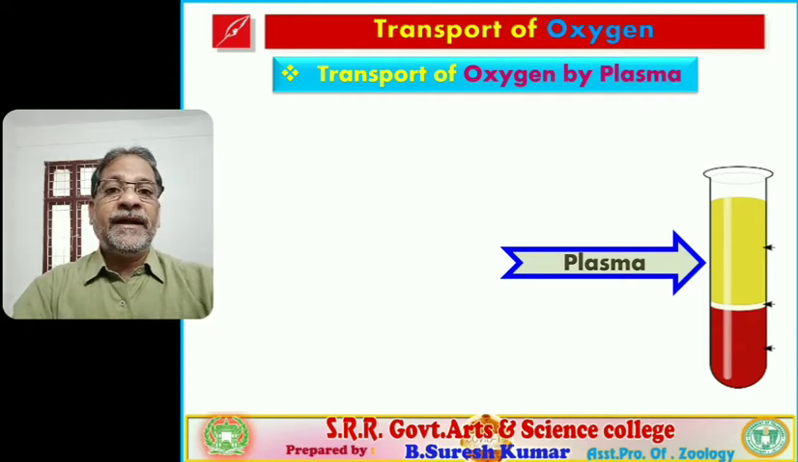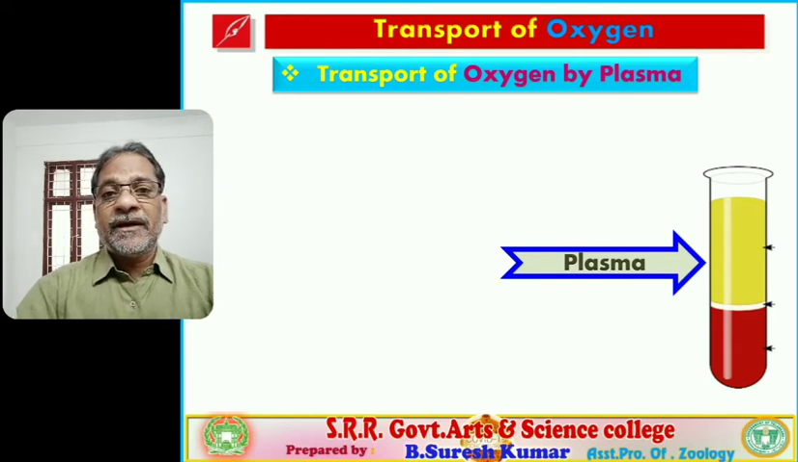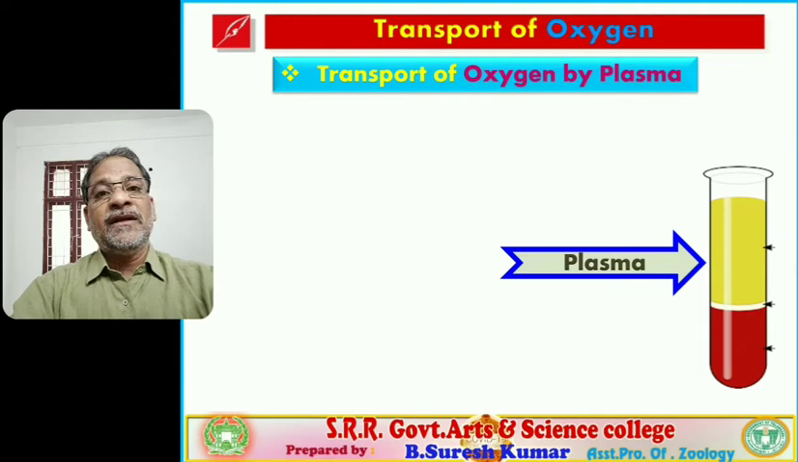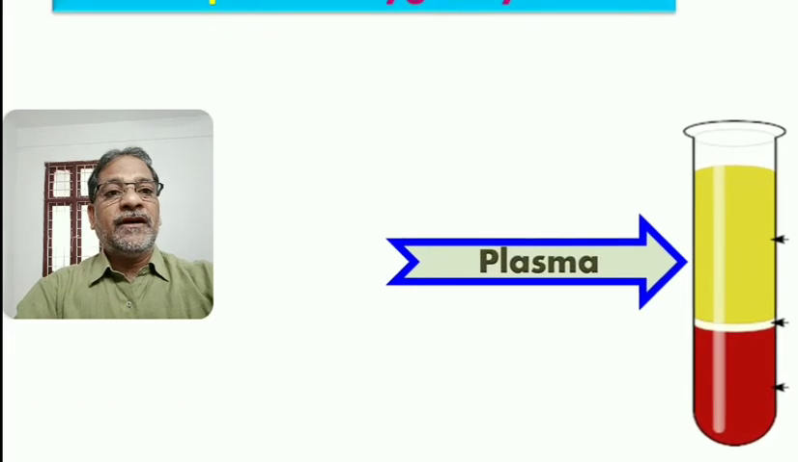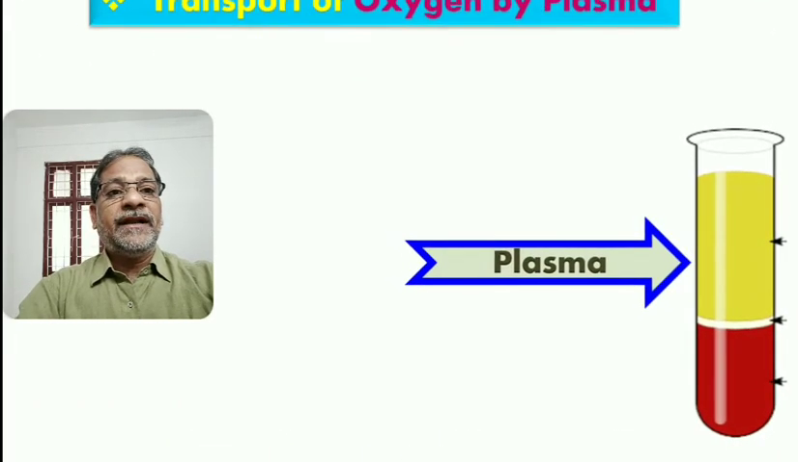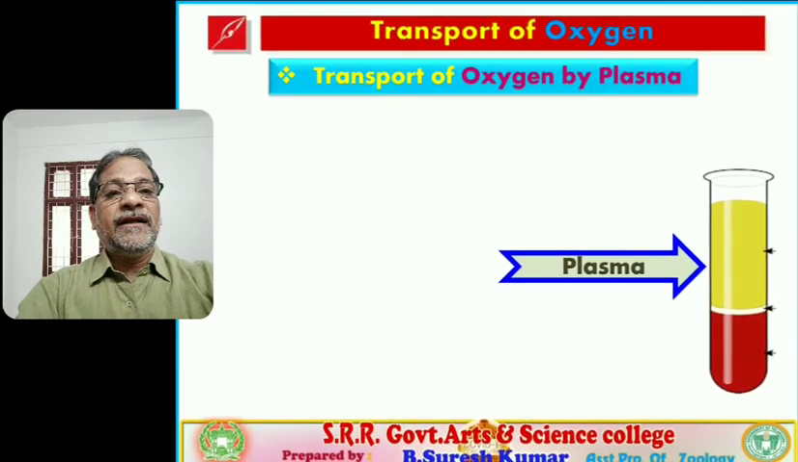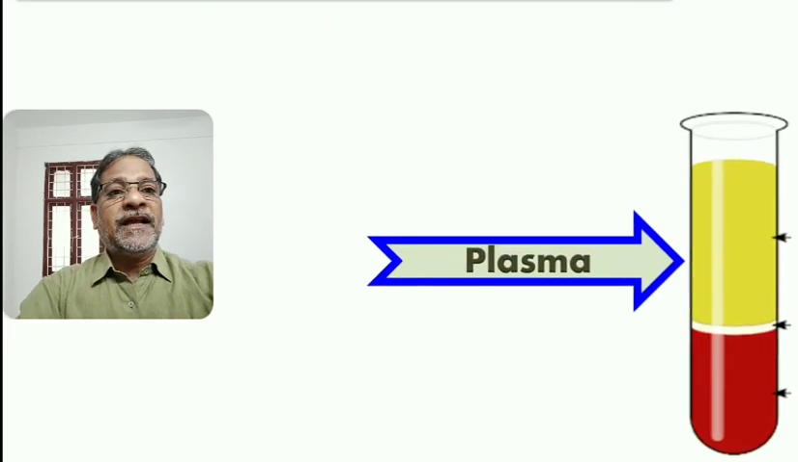So, the liquid matrix of the blood contributes about 55% of the blood. The remaining 45% is occupied by blood cells. They are red blood corpuscles and white blood corpuscles. In this visual, you observe at the bottom of the test tube RBC are present, in the middle WBC, and in the upper region plasma is present.